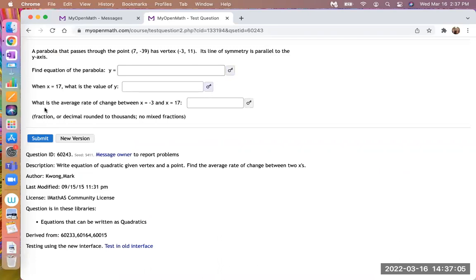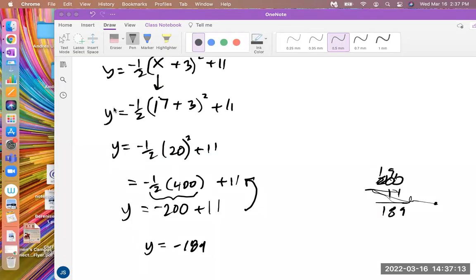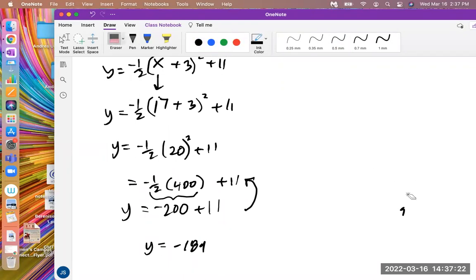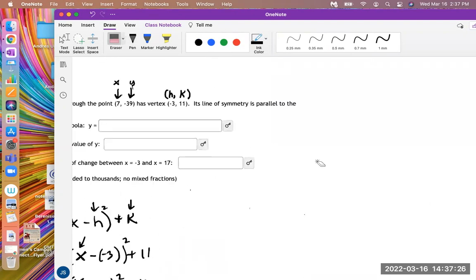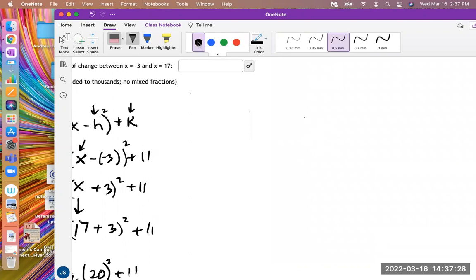And lastly, they ask, what is the average rate of change over the interval x equals negative 3 and x equals 17? I think I've mentioned to you guys before that the rate of change is just the slope.